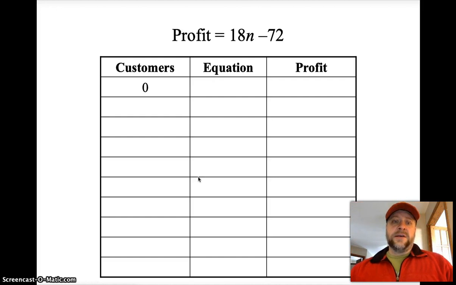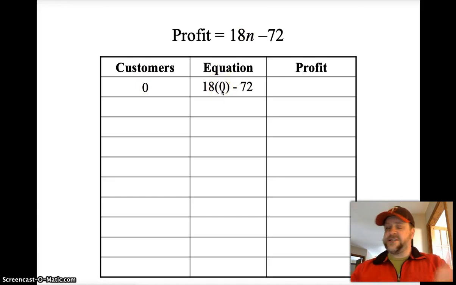So when she has 0 customers, we can put in the equation and we can put in 0 for our N. So this is what it would look like. N would go here. So the number of customers in this case is 0 customers. She sits there all day, no customers come in, she doesn't do anything. How much money is she going to make? Well, 18 times 0, that's 0, minus 72, that would be negative $72. So she loses $72 if she doesn't have any customers.